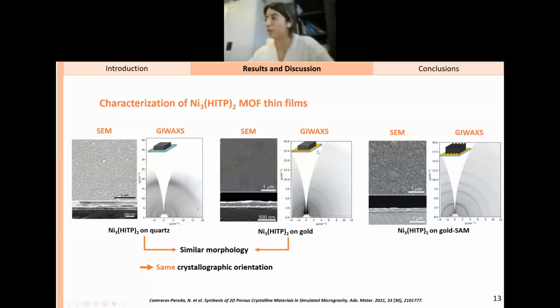However, in the case of the gold SAM substrates, we already observed that the SEM images are totally different.